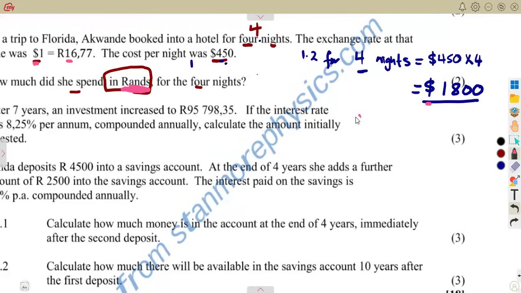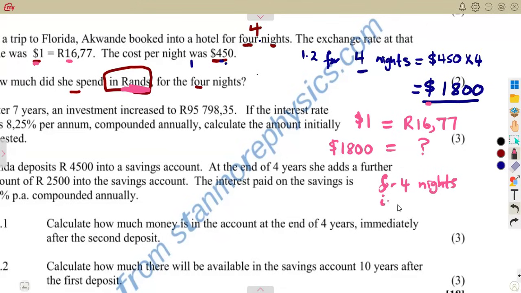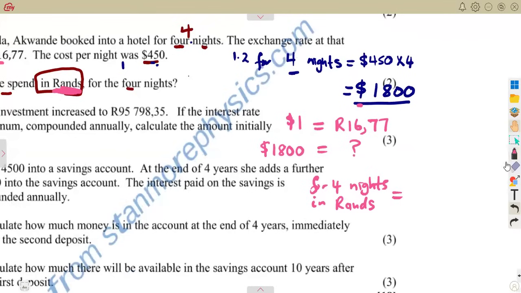So you can use simple arithmetic. If for each dollar we have 16.77 rand, what about for $1,800? How much rand are you going to have? It's simply going to be a multiplication. So in that case, for 4 nights, in rands, it is simply going to be the product, since a dollar is 16.77 rand.